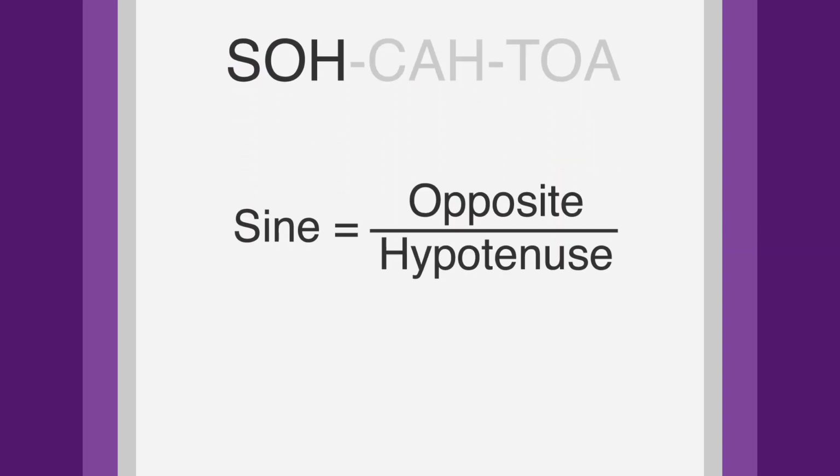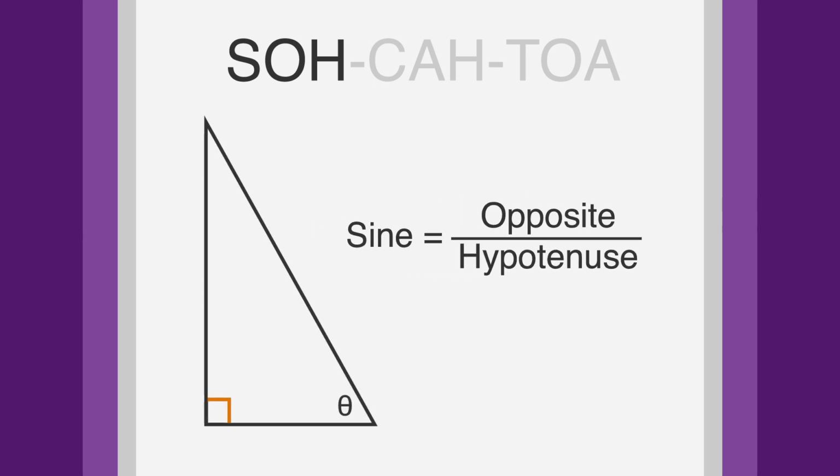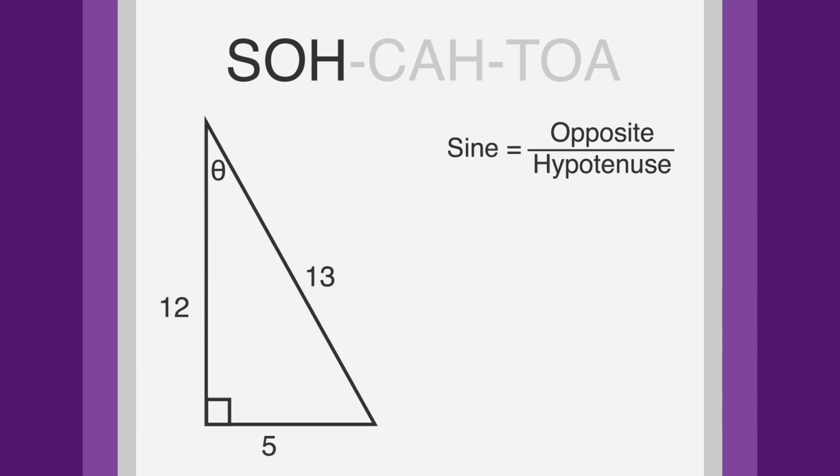Soh stands for sine equals opposite over hypotenuse. If you have a right triangle, the sine of an angle equals the length of the side opposite that angle over the hypotenuse. You'll remember that the hypotenuse is always the side opposite the 90-degree angle. So, if sine equals opposite over hypotenuse, what is the sine of theta in this triangle? Theta is the Greek letter that mathematicians often use to stand in for the measure of an unknown angle. Okay, back to the question.